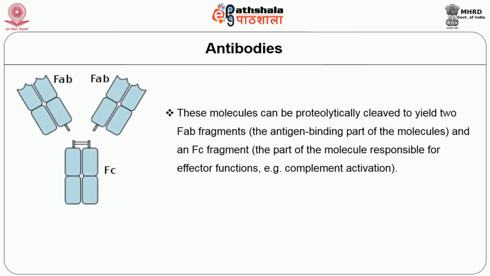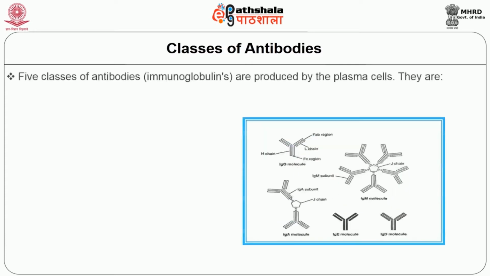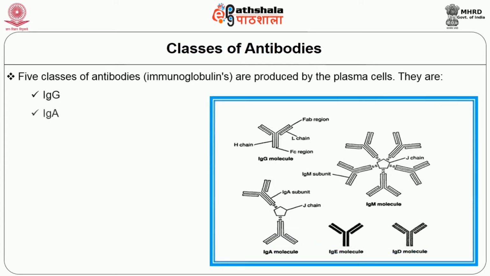These molecules can be proteolytically cleaved to yield 2 fragments, namely the FAB fragment and the FC fragment. The FAB fragment is the antigen binding part of the molecule and the FC fragment is the part of the molecule responsible for effector functions, namely complement activation. Both the heavy chains and light chains are divided into 2 regions, that is a variable and a constant region. The variable region contains the antigen binding site and the constant region determines the fate of the antigen. There are 5 classes of antibody, namely IgG, IgA, IgM, IgD and IgE.